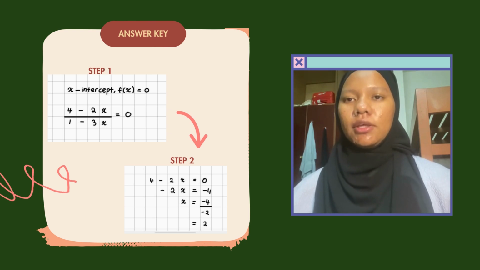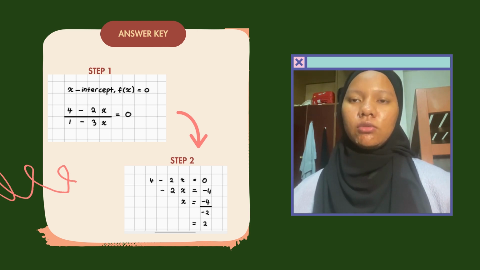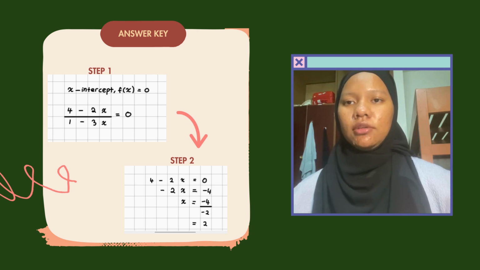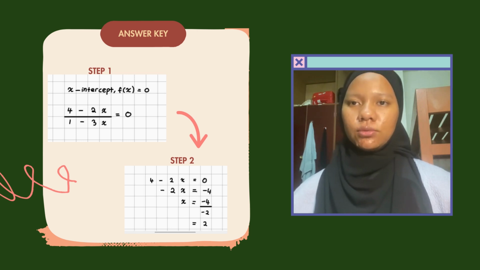For the second step, we need to find x. So 4 minus 2x equals 0, and we move 4 to the right side, so the equation will be negative 2x equals negative 4. To isolate x, we move negative 2 to the right side, so x equals negative 4 over negative 2, and the answer is 2. So x equals 2.